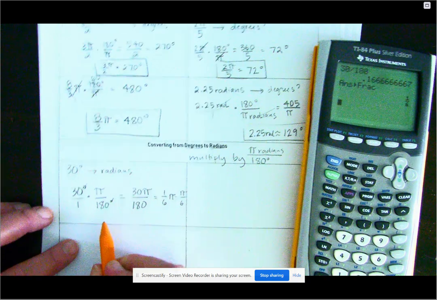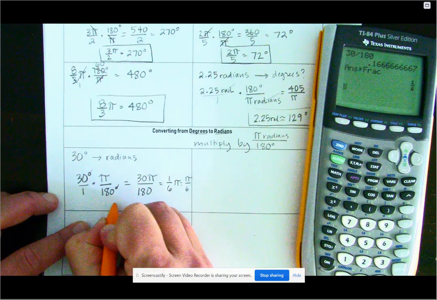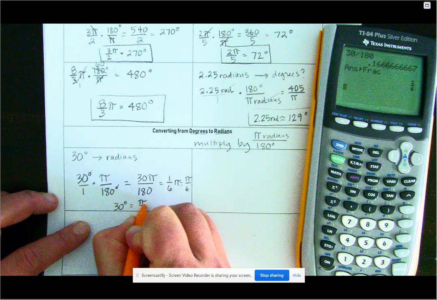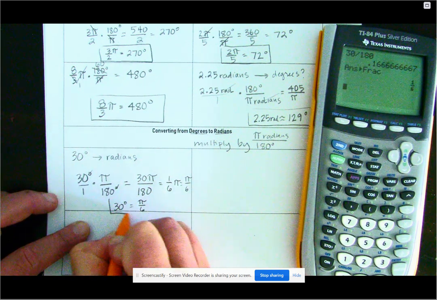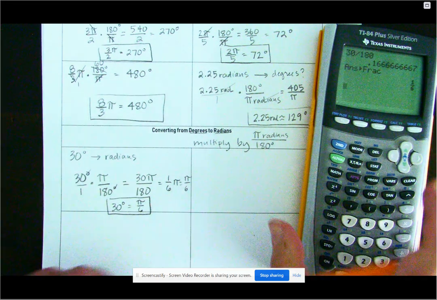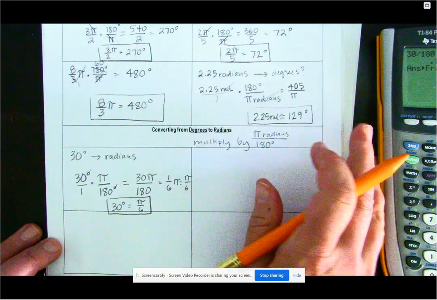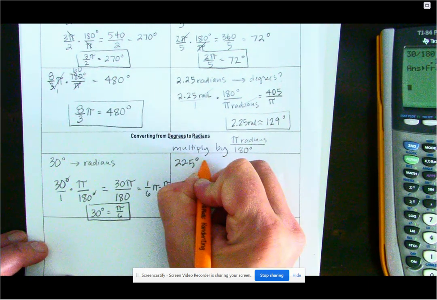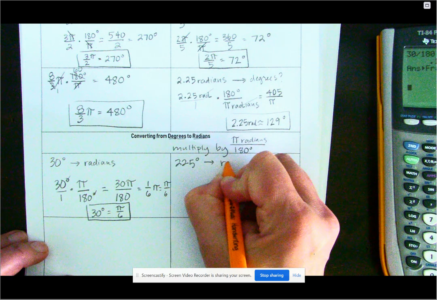So if we go back, what did we just do? Well, 30 degrees is equal to pi over 6 radians. Same spot on the circle. Okay, let's try another one. It's a little bit bigger one. Say we have 225 degrees and we are trying to change it to radians.